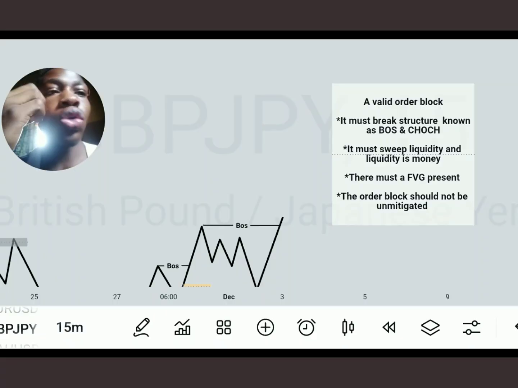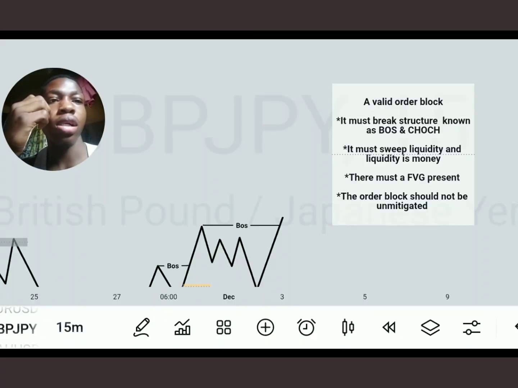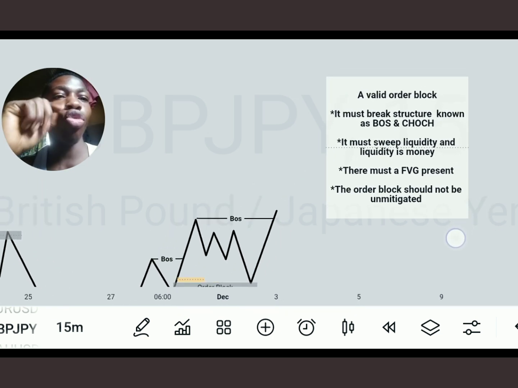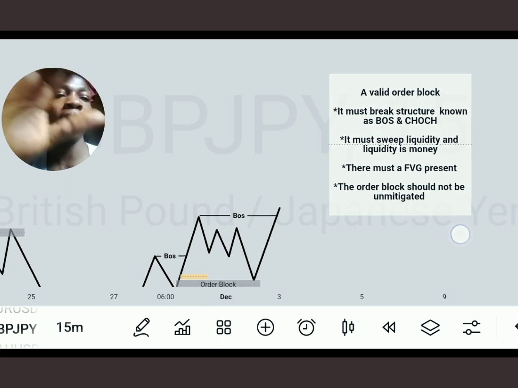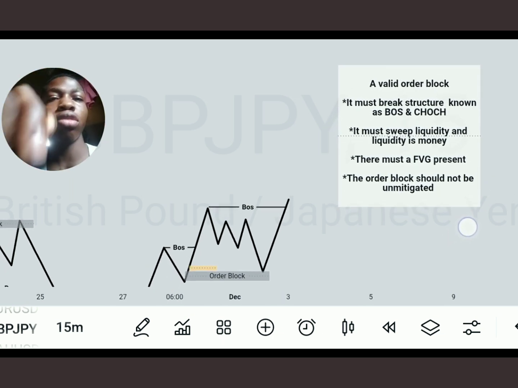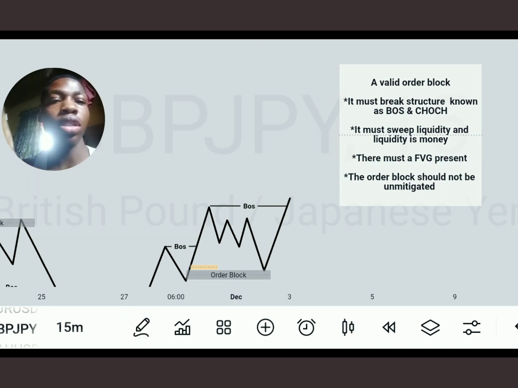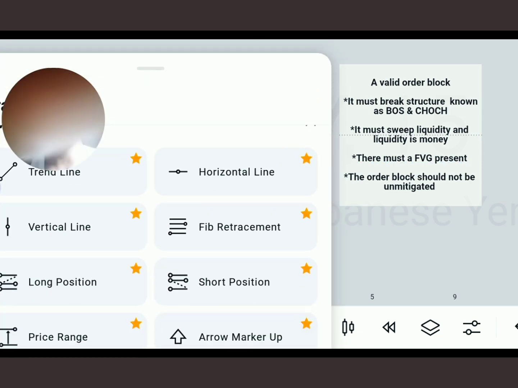Let's go. So this is how you can identify a valid order block. Number one, the first rule is it must break structure or change character. All of you know what a break of structure is. Let me show you the diagram of break of structure.